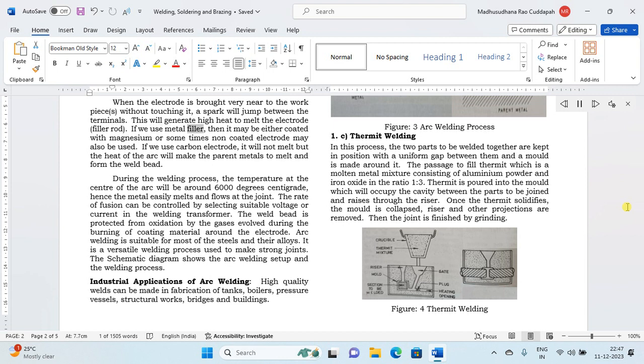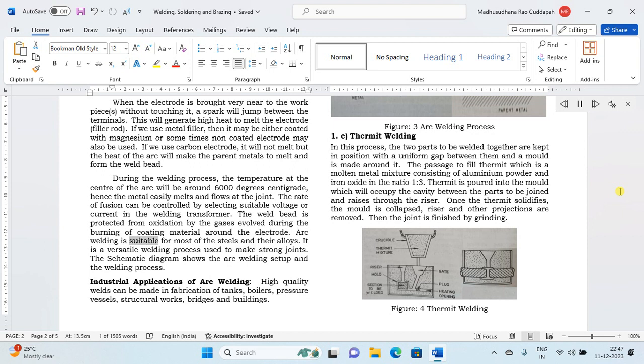If we use metal filler, then it may be either coated with magnesium or sometimes a non-coated electrode may also be used. If we use carbon electrode, it will not melt but the heat of the arc will make the parent metals melt and form the weld bead. During the welding process, the temperature at the center of the arc will be around 6000 degrees centigrade, hence the metal easily melts and flows at the joint. The rate of fusion can be controlled by selecting suitable voltage or current in the welding transformer. The weld bead is protected from oxidation by the gases evolved during the burning of coating material around the electrode.